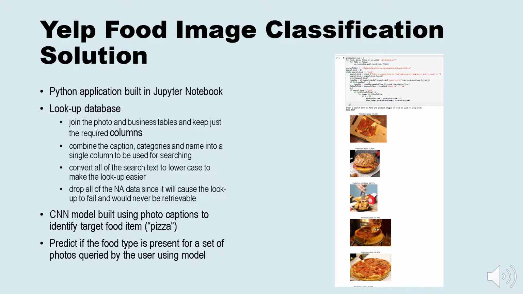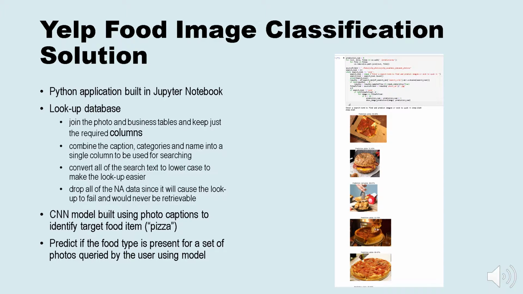The solution was built utilizing a Python application built in a Jupyter notebook. A lookup database was created by joining the photo and business tables. The caption from the photo table, in addition to the categories and names from the business table, were then concatenated into a single column and then were all converted to lowercase to facilitate searching. In addition, any missing data was dropped from the database.